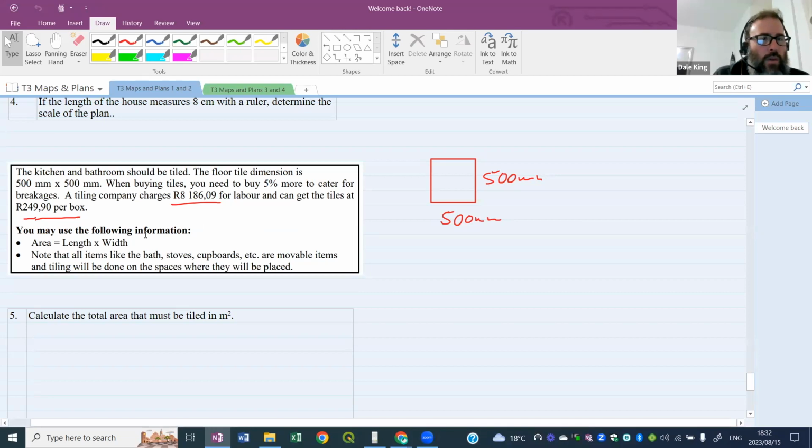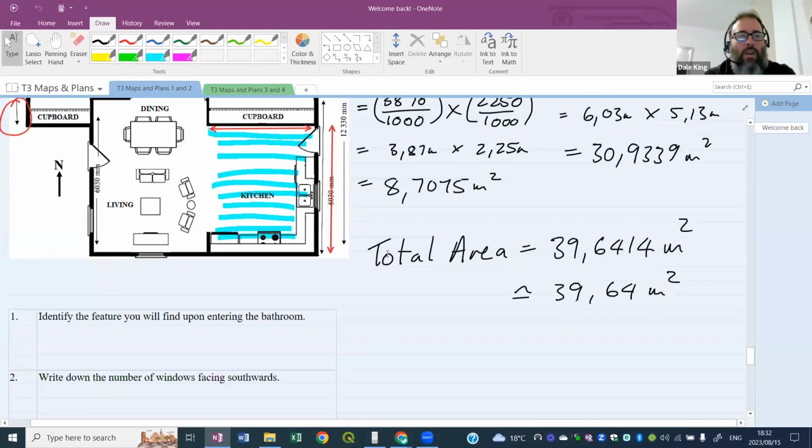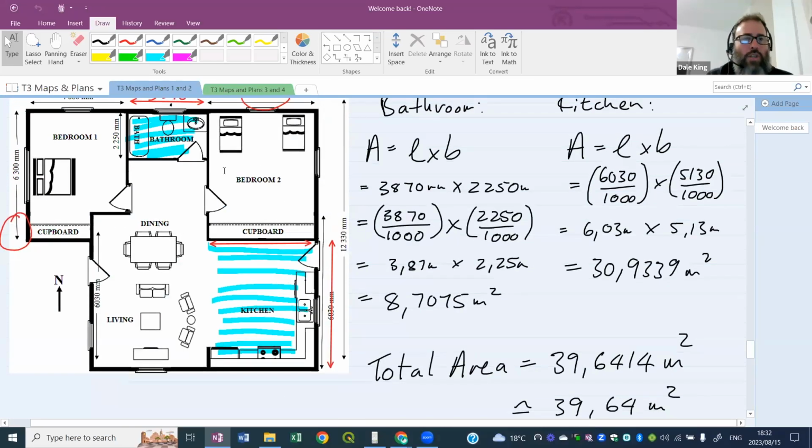We may use the following information: area equals length times width. We know that. And then it says note that all items like bath, stoves, cupboards, etc., are movable. When tiling is done in the spaces, they will be replaced. So what that means is all these appliances in the map that you see will be removed. The tiles will be put down, and then those items will be put back in. So what that's saying is do ignore all the appliances and fittings you see. Pretend it is a blank space. That's what they're trying to tell you.